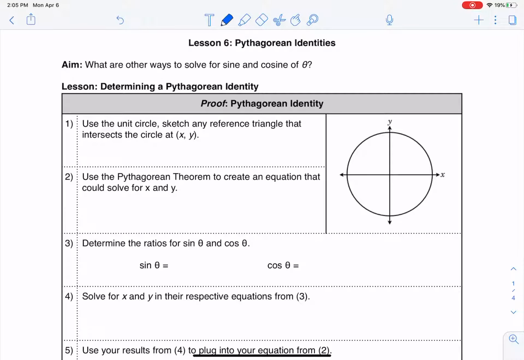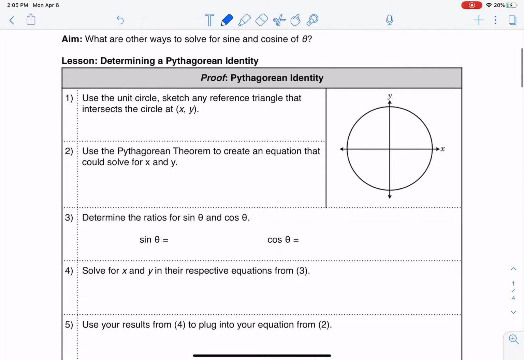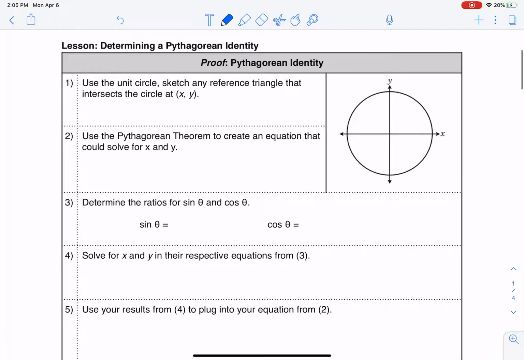So in this lesson, what we're going to do is find other ways to solve for sine and cosine, really using a variation of the Pythagorean theorem. So the first thing that we're going to do in this video is look at how do we determine one of these Pythagorean identities. And really we're going to be looking at a proof of sort of the most common Pythagorean identity. All right, so we're going to go through this proof together.